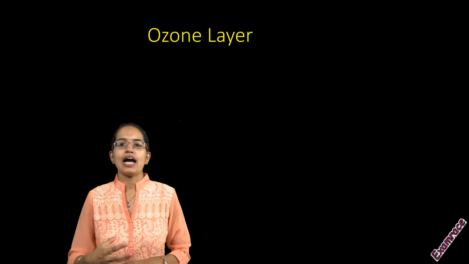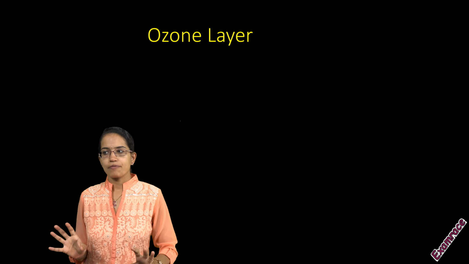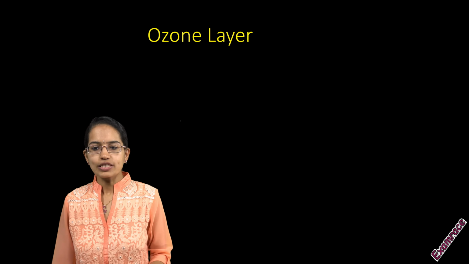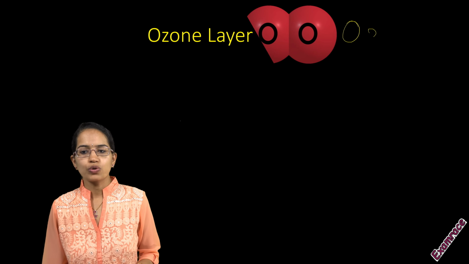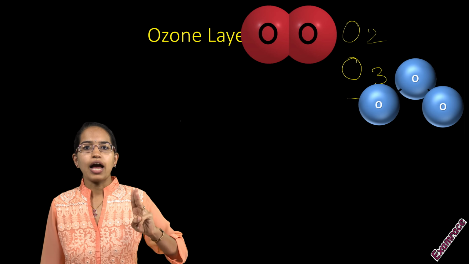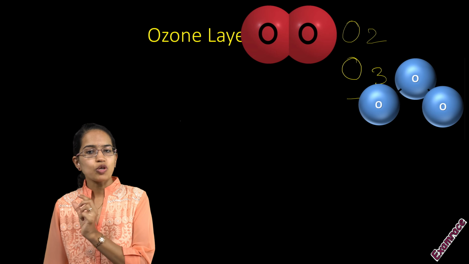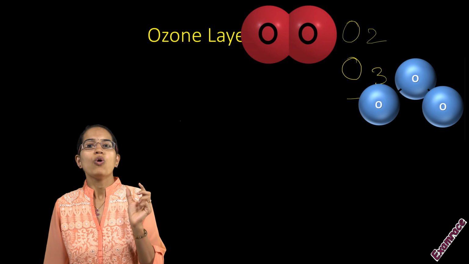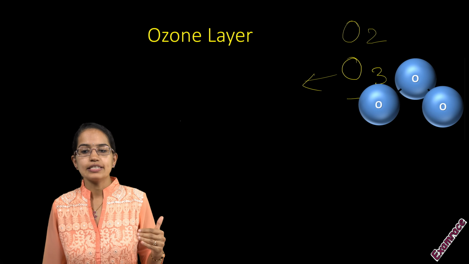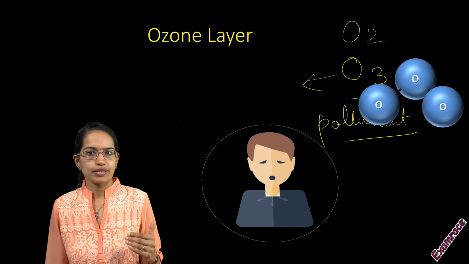The next is the concept of the ozone layer. Ozone is a very important and an interesting gas. So oxygen, we write it as O2. Ozone, we write it as O3. So three atoms of oxygen together would form ozone. Now this ozone, if present in the lower layers, acts as a pollutant. So it's harmful for human beings.